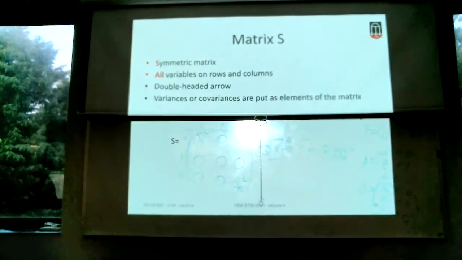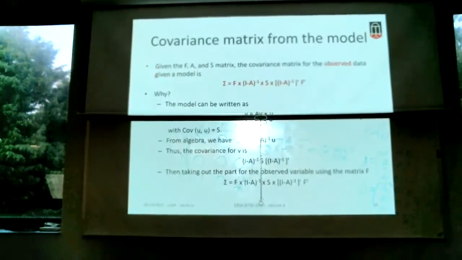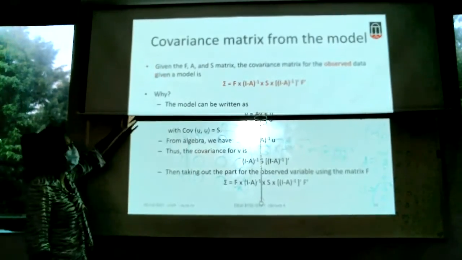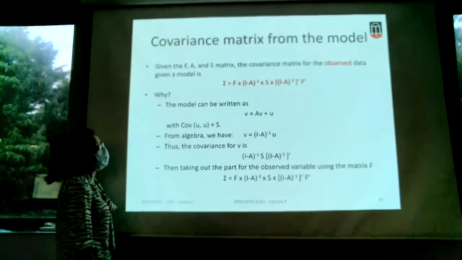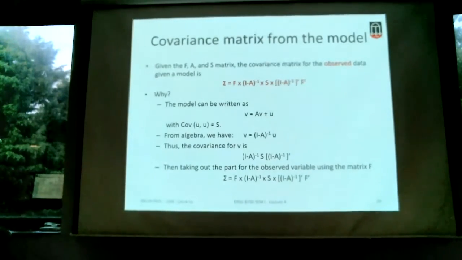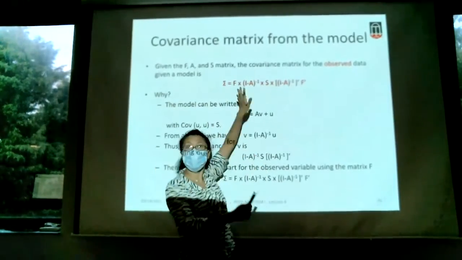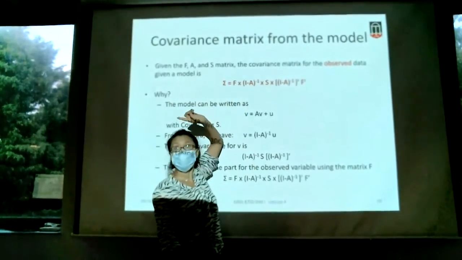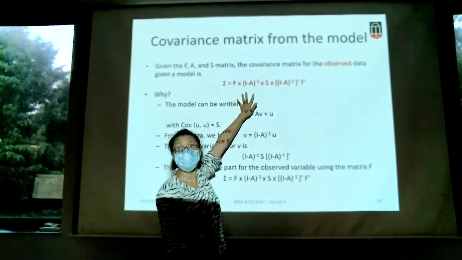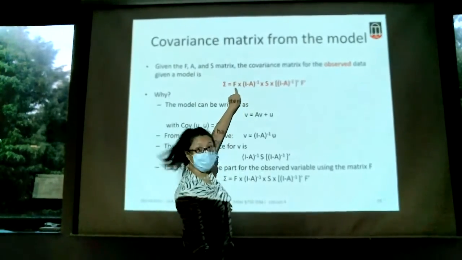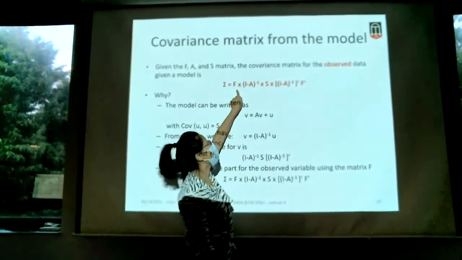Okay, so we have already got these 3 matrices. Now, let me tell you the formula to combine all of these matrices together. This is the formula. Just follow this formula to calculate that. Finally, you will have capital sigma. Let me explain this part. The first matrix F times, what is that?